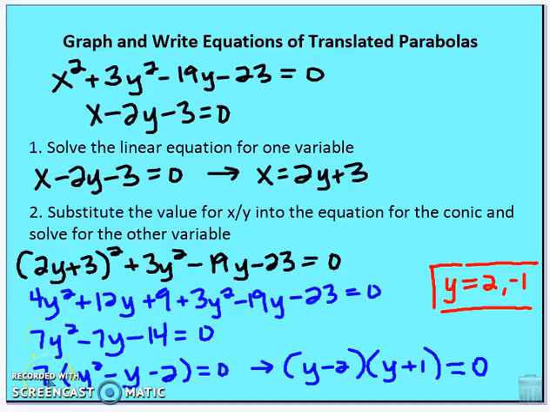Factor out the common factor from the terms. And I'm left with a quadratic, which I can factor to (y minus 2) and (y plus 1), which leaves me with two answers for y, 2 and negative 1.